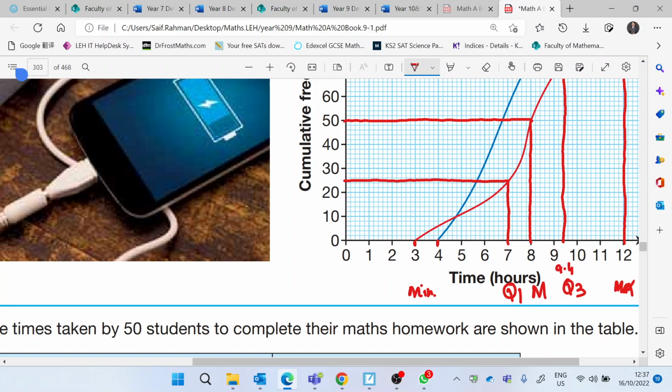So the median time for the red A is equal to 8 hours, and their IQR, interquartile range, is 9.4 minus 7, which is 2.4 hours.